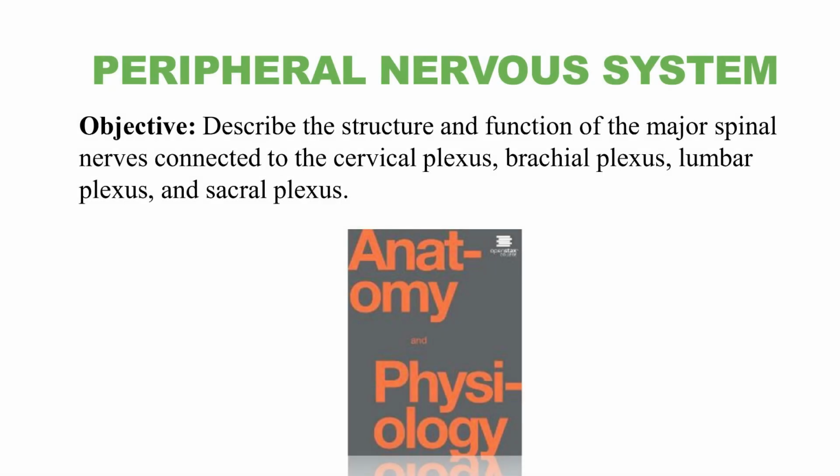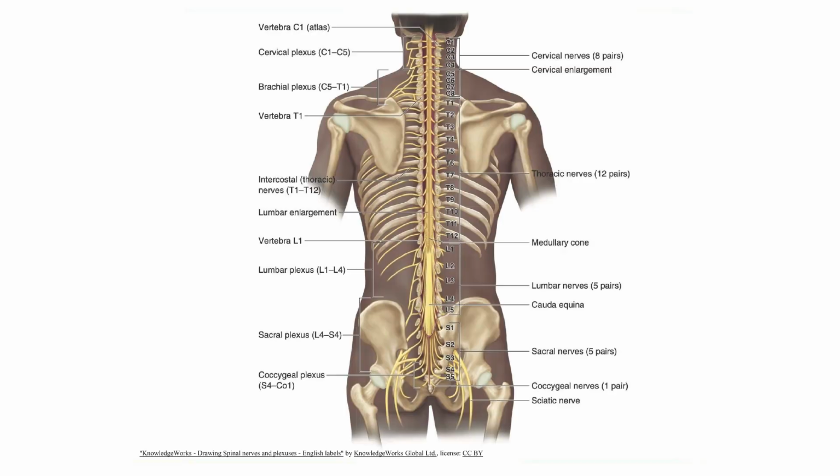In this video, you will learn about the major spinal nerves connected to the cervical plexus, brachial plexus, lumbar plexus, and sacral plexus. The most superior of the interlacing spinal nerve networks is the cervical plexus connected to C1 through C5. The brachial plexus overlaps with the cervical plexus at C5. Nerve roots from C5, C6, C7, C8, and T1 all connect to the brachial plexus.